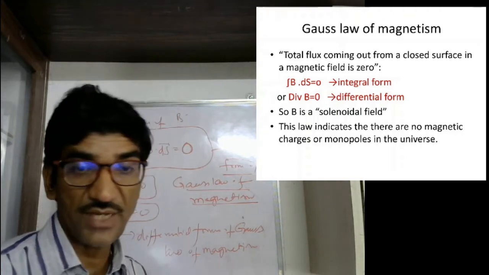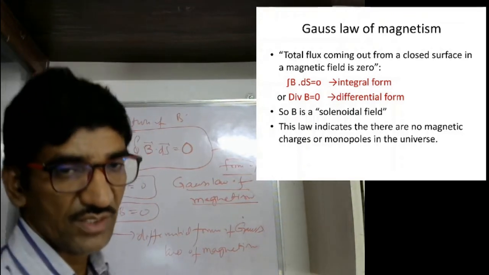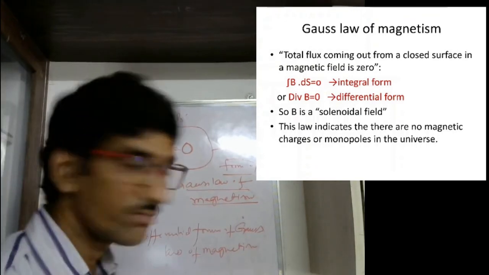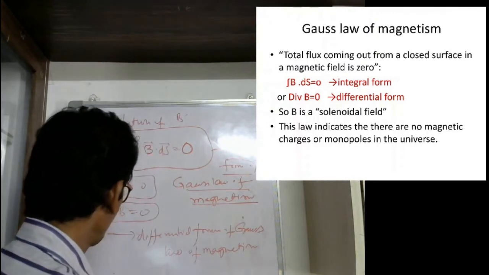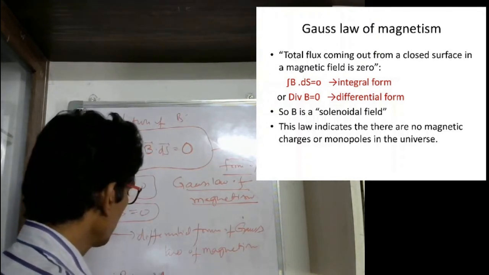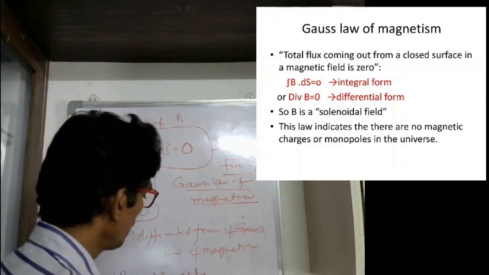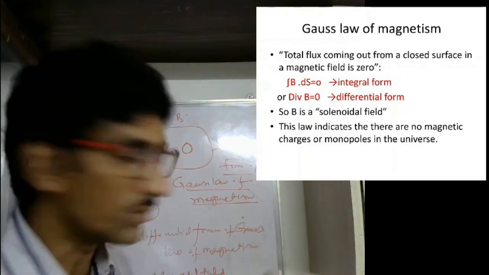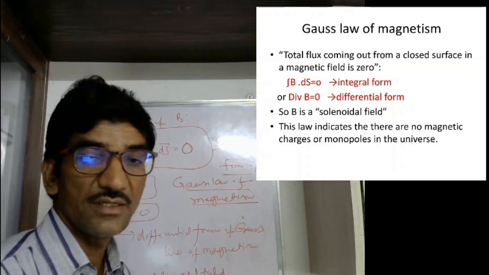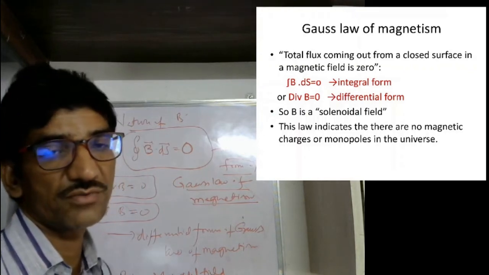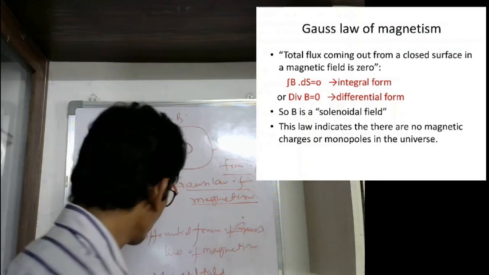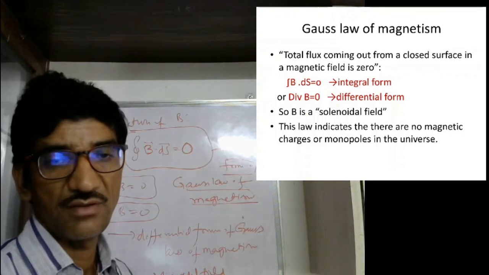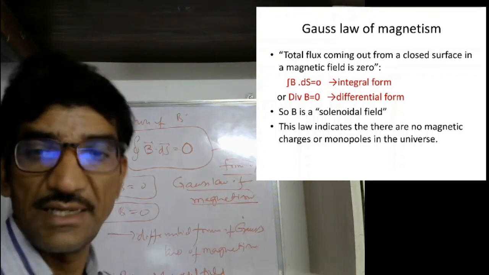It conveys that whenever you have divergence zero for a vector, then we call those fields solenoidal fields. So B is what type of field? Therefore B is a solenoidal field. Within the field, wherever you may go, the divergence will be 0. All throughout the field, divergence will be 0. Then we call that field a solenoidal field. So our field B is a solenoidal field. But the electric field is not a solenoidal field.